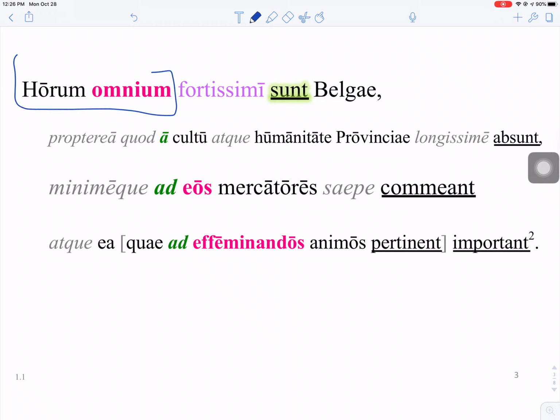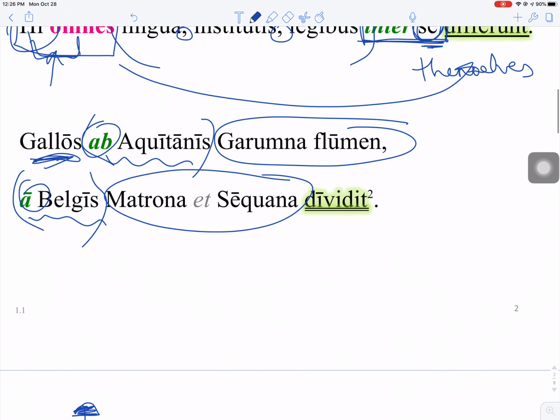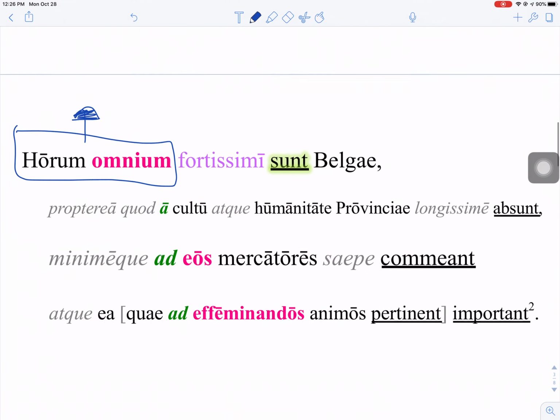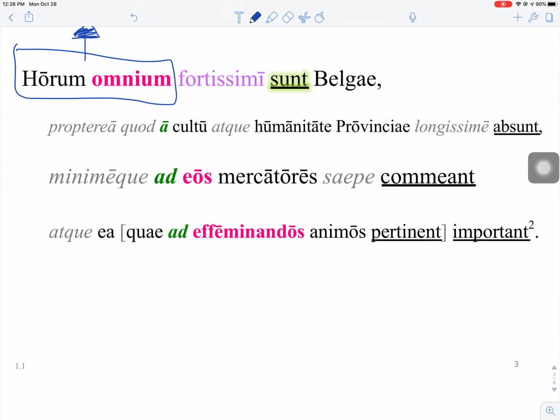Very often, Caesar will start a sentence, and as a result, I will start the next page, with a reference to whatever just happened. So looking back, horum omnium refers back to "of all of these things," meaning all 3 parts of Gaul. So of all these 3, the Belgae are the bravest. We've got a superlative adjective there. Propterea quod is an idiom he uses, meaning "for the reason because."